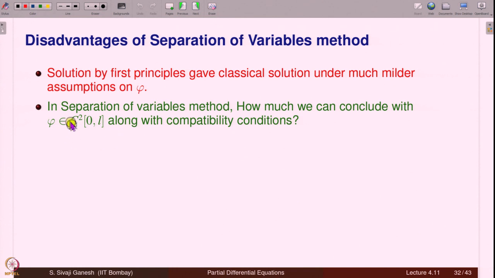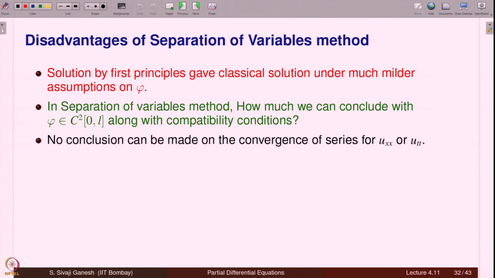Now, if phi is only C2, the bn's are only like mod bn less than or equal to a constant by n square. That means the series for the second order derivative, which we obtained by formally differentiating the formal solution, may not converge. So, we cannot make any conclusion about the convergence of the series that we obtained for uxx or utt, because the Fourier coefficients there were n square bn. We do not know if the summation of n square mod bn is a convergent series or not.